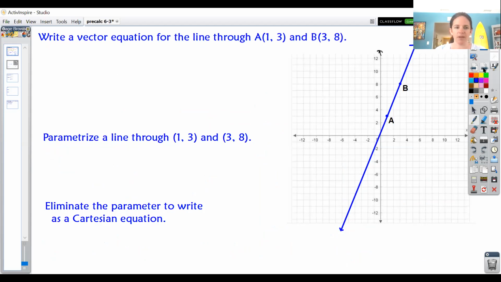So we're going to start by writing a vector equation for the line through point A, which is (1, 3), and then point B, which is (3, 8), which I've already drawn for you over here. It kind of looks like it goes through the origin, but it doesn't.